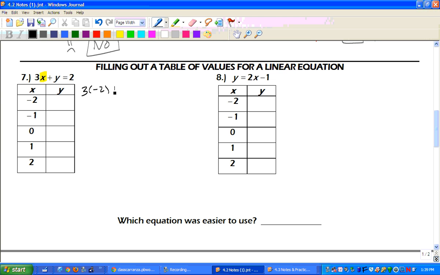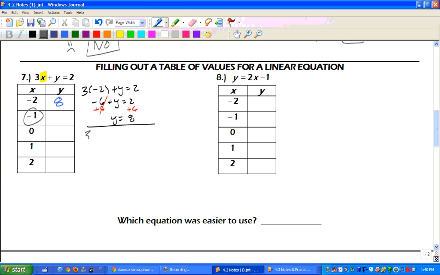We have 3 comma negative 2 plus y equals 2. Well, 3 times negative 2 is negative 6 plus y equals 2. And to get the y by itself, we have to add the 6 to both sides. We get y equals 8. All right, so that's the first one.